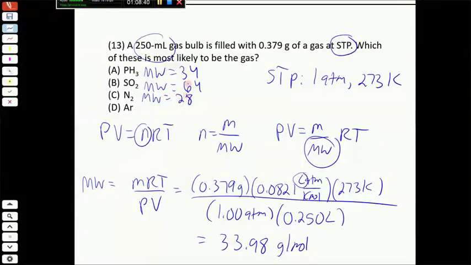So you have to get these from the periodic table. I think we all know how to do molar masses now. And then argon is just an element, so its molar mass is just the atomic mass directly from the periodic table, which is about 40. So the one that's certainly closest is A, which is PH3, which has a molar mass of 34. So we find what the molar mass is, we match it up to which one is closest, and that's going to be the one that we identify as our unknown gas. Okay, questions? Yep.